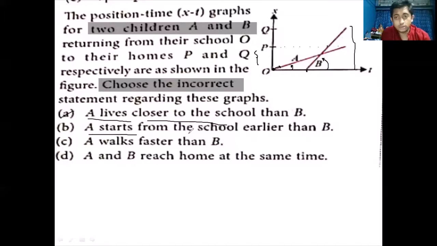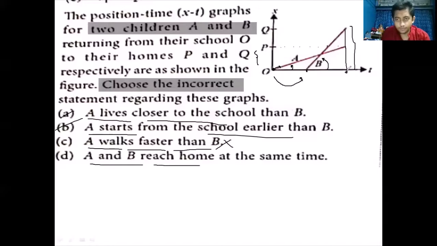A starts to walk earlier. Yes. B starts later on. B after some time starts to walk. Even that is right. A walks faster than B? No, that is wrong. B walks faster because slope of B is more. So as slope of B is more, it means that B is walking faster. So C is wrong. A and B reach the home at the same time? Yes. You can see that on this timeline, both A and B reach at the same time. So the incorrect option is option C, right? Sure. Next question.